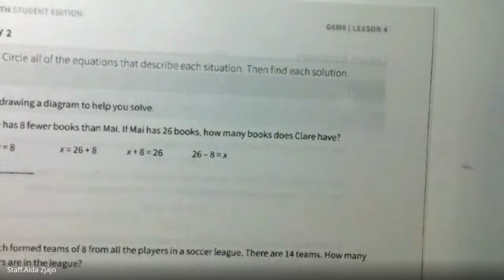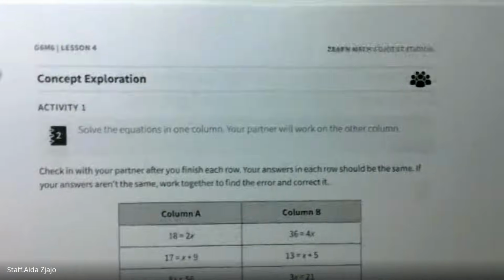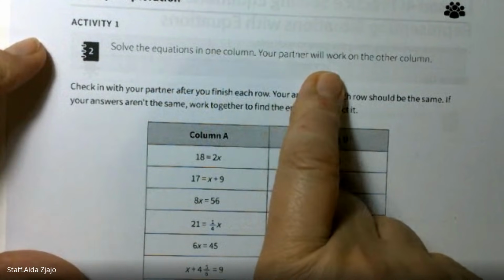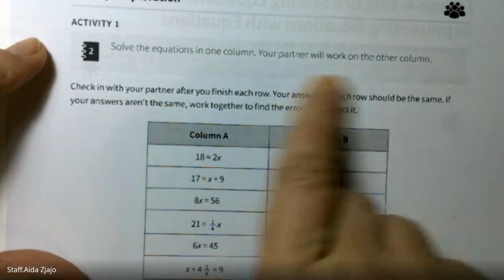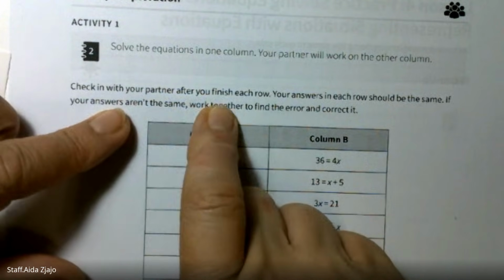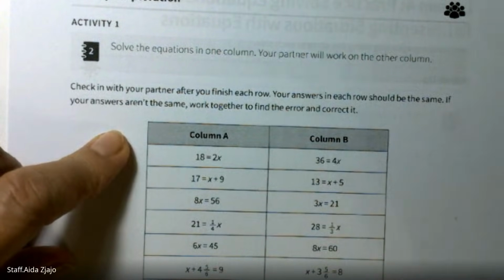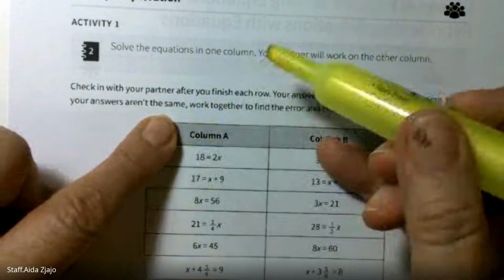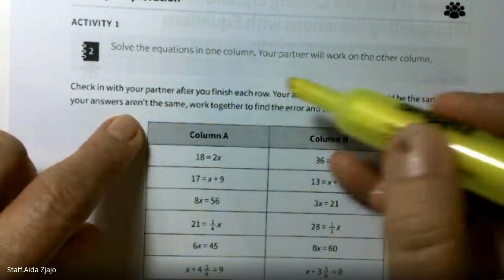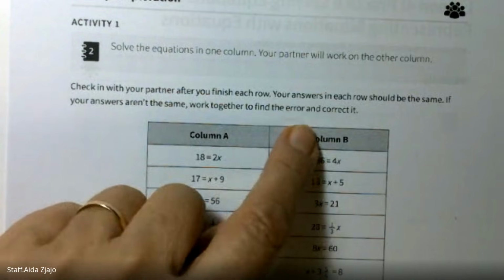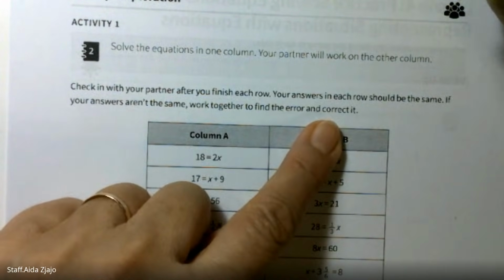Let's see, what is the next? Next one we have is activity 1, solve equations in one column. Your partner will work on the other column. Check in with your partner after you finish each row. Your answer in each row should be the same. If your answers are not the same, work together to find the error and correct it.